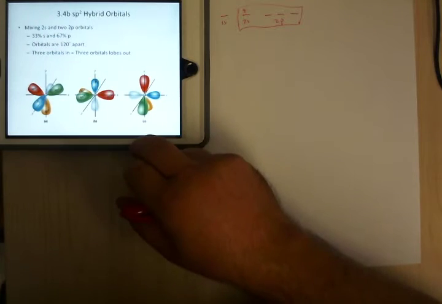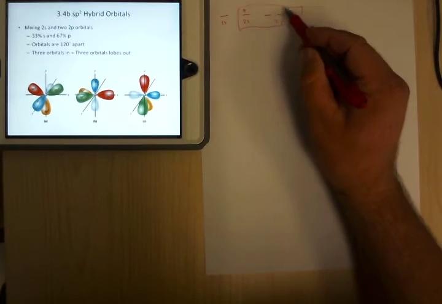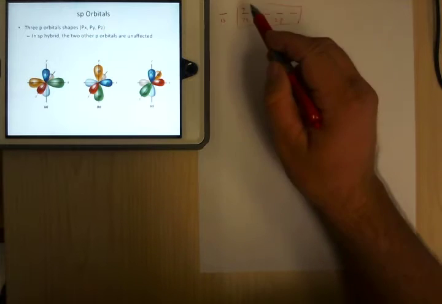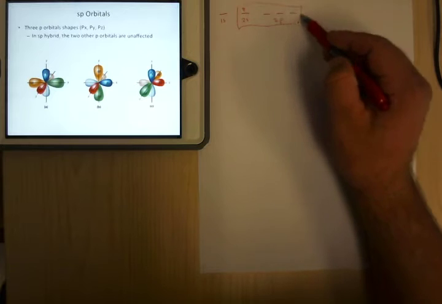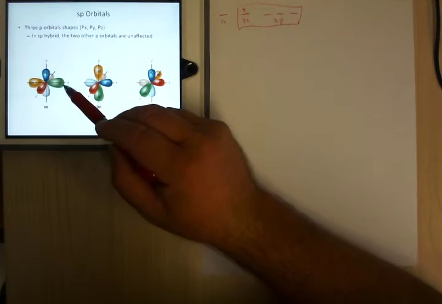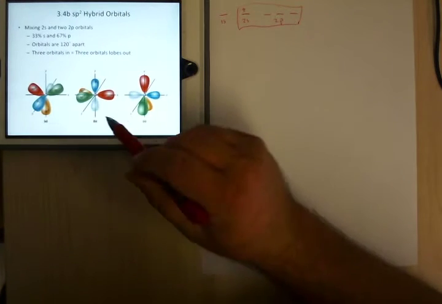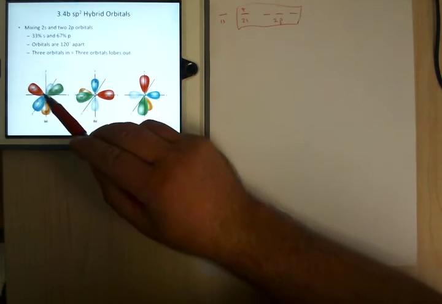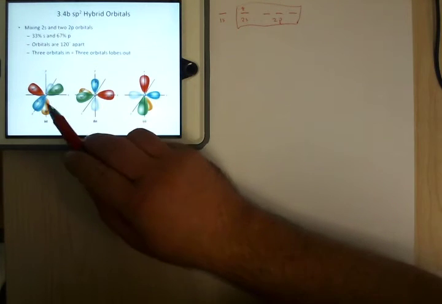With this one here, the other thing you can do is combine one of these with 2. Notice that in the sp, you're only combining one of these and one of these, so these 2 have been unchanged. That means for this one, the px has been changed, but the py and the pz remain unaffected. So if we combine 2 of these p orbitals and one of the s, let's say we combine the x and the y, leave the pz unaffected, it's going to look like this.